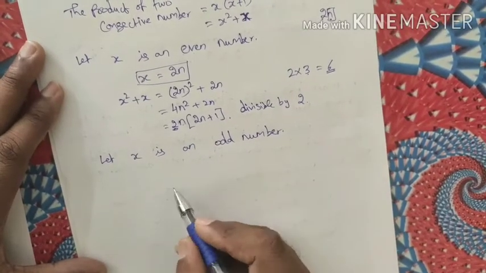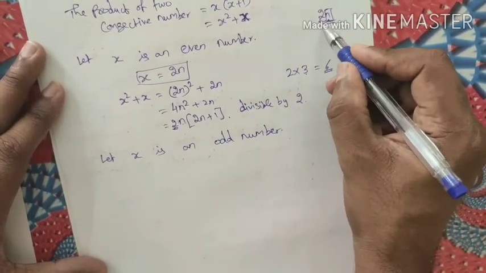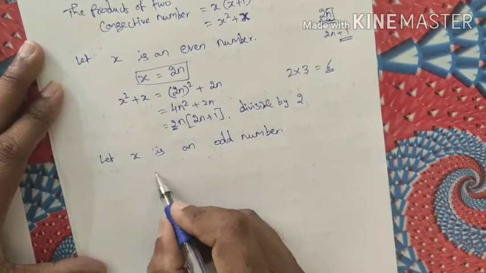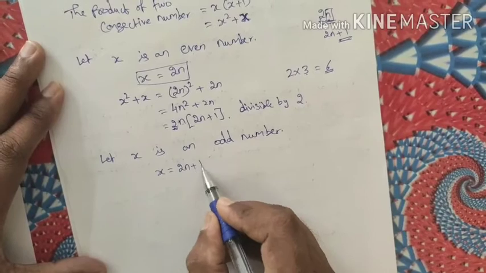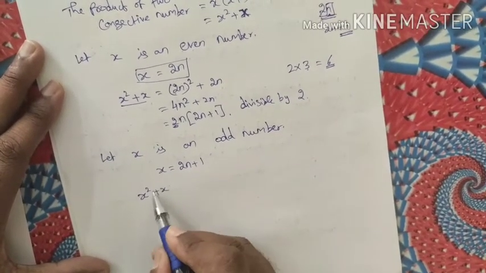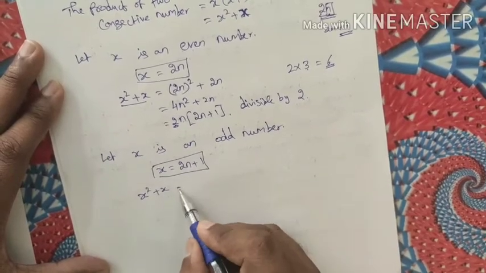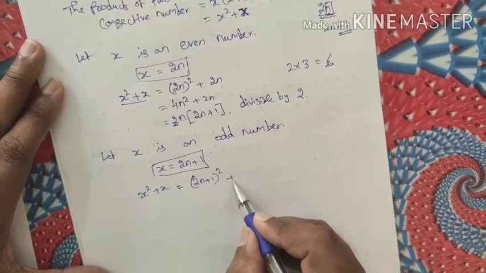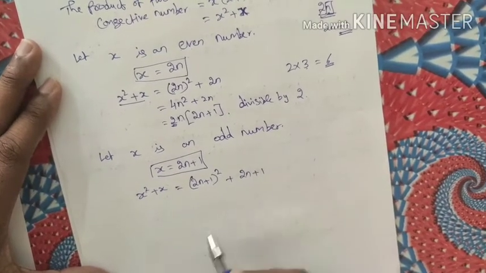Let x be an odd number. If 2n is an even number, then 2n plus 1 is the odd number, right? So let me take x is equal to 2n plus 1, and then the product of that number, x square plus x. In the place of x we have to apply 2n plus 1. So (2n plus 1) whole square plus 2n plus 1.